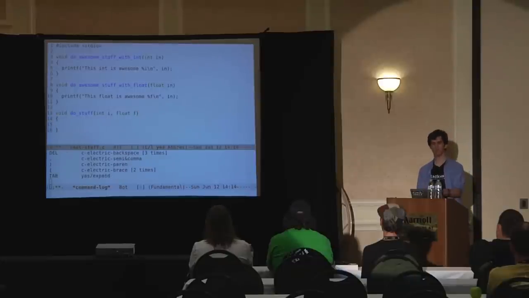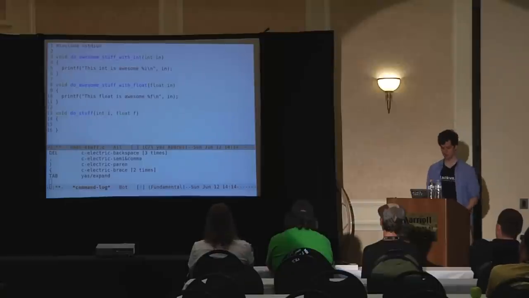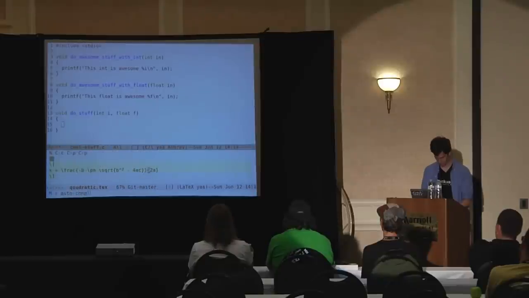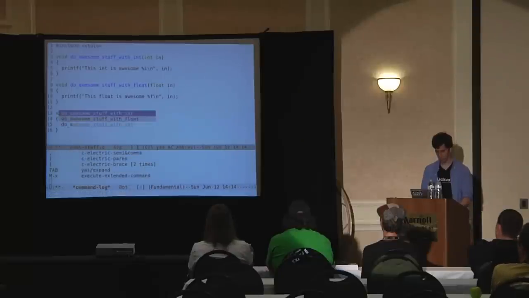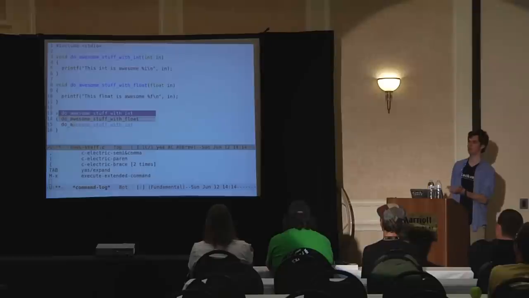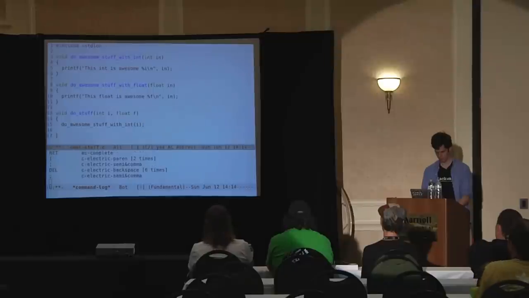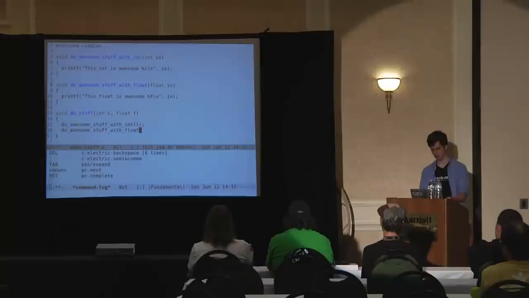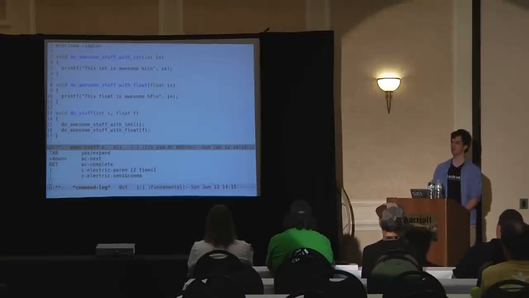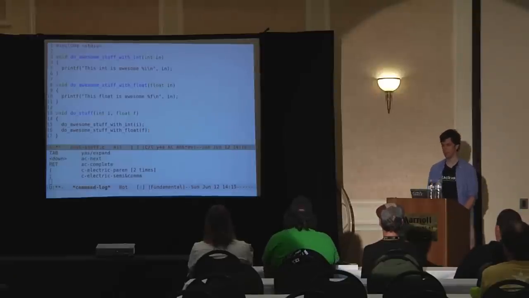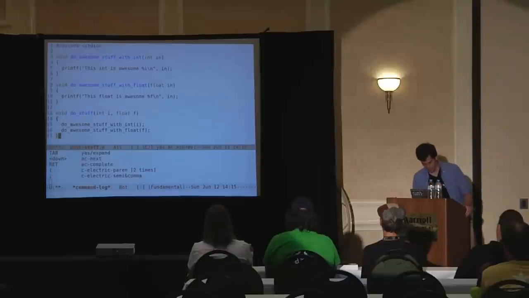So these functions are really long. Normally I would just have to write the whole thing out, but now I can, if I enable it first, it says, do I want to do awesome stuff with an int or do I want to do awesome stuff with a float? So I can select that. It makes suggestions, and this makes dealing with all those long function names, like the ones found in glib, a bit easier. You'd have to tag them first, but that's that.